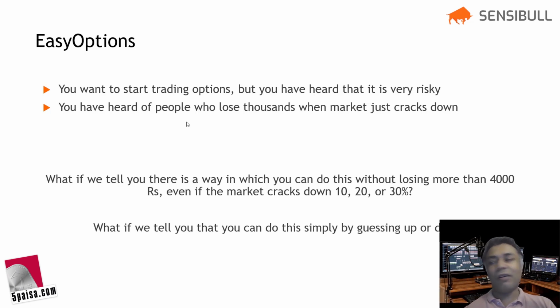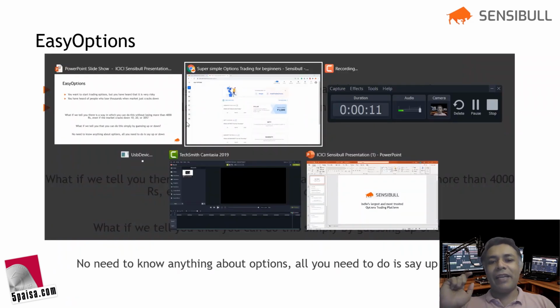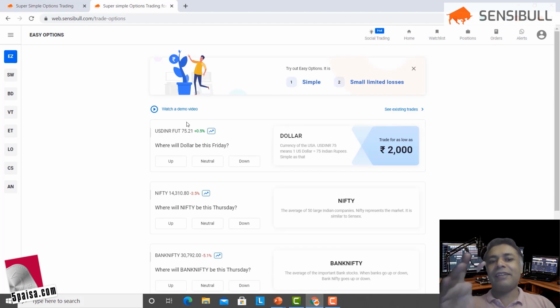And what if you can do this just by guessing up or down? You just have to guess up or down. You don't need to do anything about options. All you need to do is up or down. Can you do that? If you can do that, would you trade options? And if you can trade options like that, then Easy Options is for you.